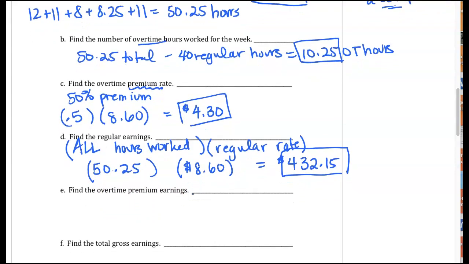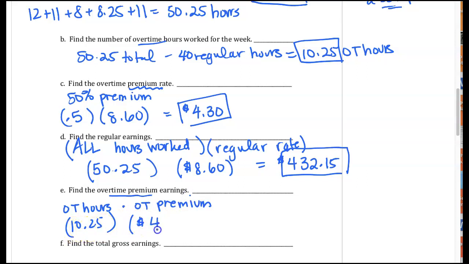Part E says find the overtime premium earnings. So we're going to use our overtime premium, which is the extra half. That was the premium rate of pay, right here, the $4.30, only for the overtime hours. So we're going to take the overtime hours, which is our 10.25 hours, and multiply that by the overtime premium. So for those 10.25 hours, you get an extra $4.30, and that gives us a total of $44.08.